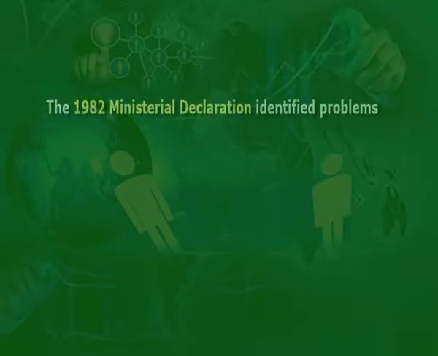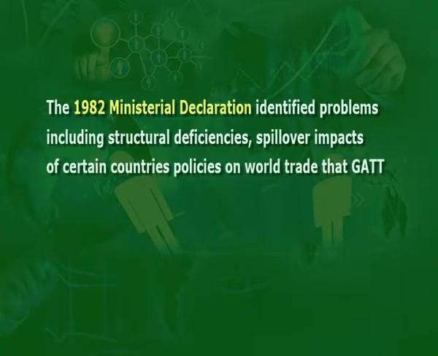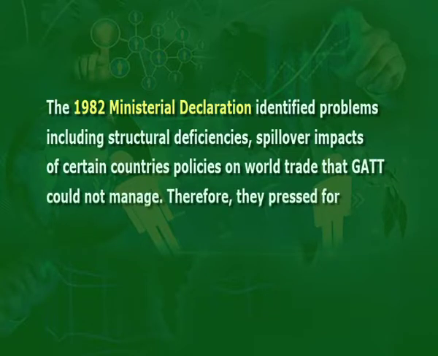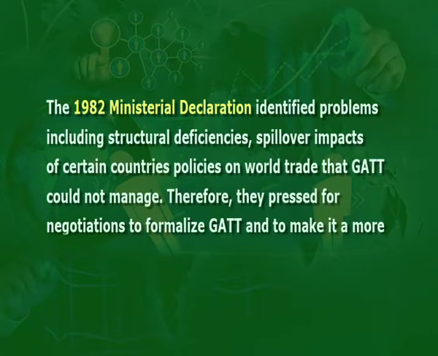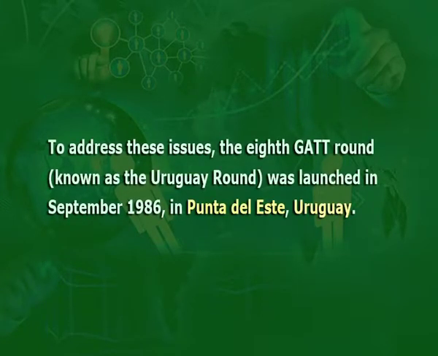Now, let us look at the transition of GATT to WTO. By the late 1980s, a growing number of nations decided that GATT could better serve global trade expansion if it became a formal international organization. The 1982 Ministerial Declaration identified problems including structural deficiencies, spillover impacts of certain countries' policies on world trade that GATT could not manage. Therefore, they pressed for negotiations to formalize GATT and to make it a more powerful and comprehensive organization. To address these issues, the 8th GATT round, known as the Uruguay Round, was launched in September 1986 in Punta del Este, Uruguay. It was the biggest negotiating mandate on trade ever agreed.